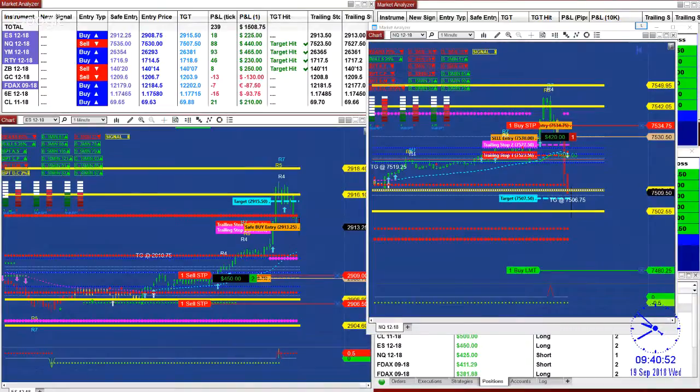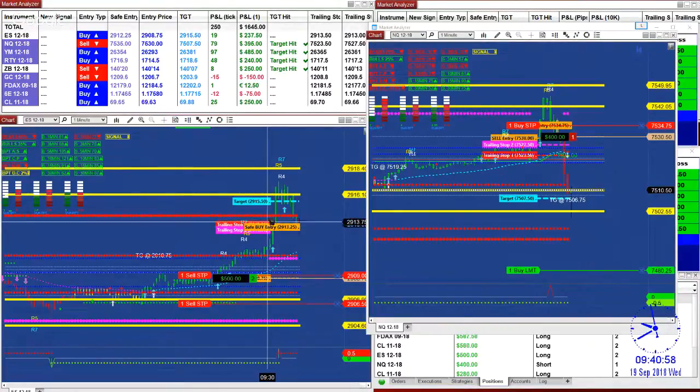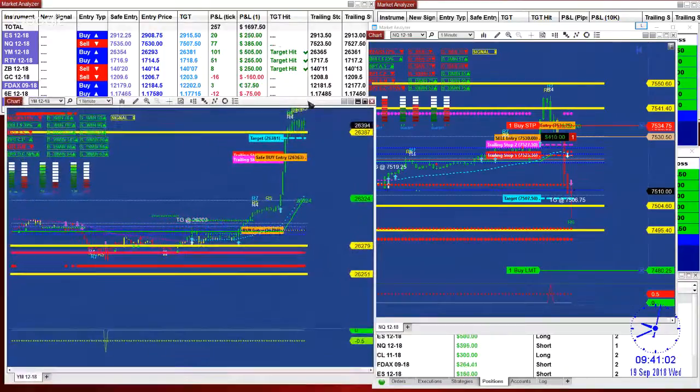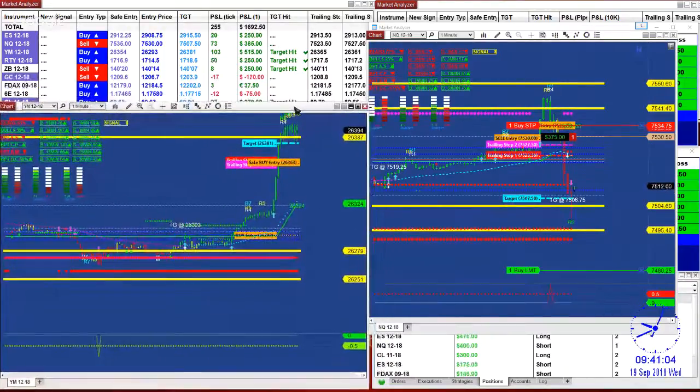So this is an example. This is an ES, and now we are sitting in a very critical area in this ES here. But let me get a cleaner picture for you to understand how those systems work.